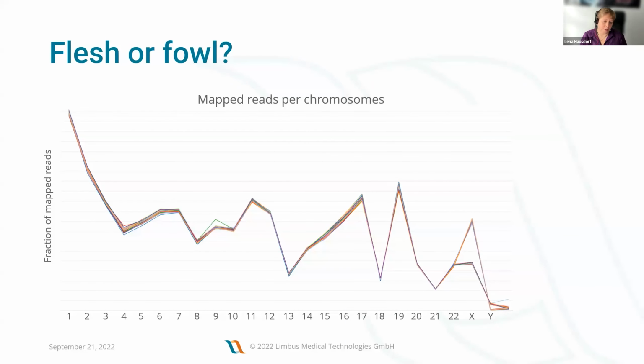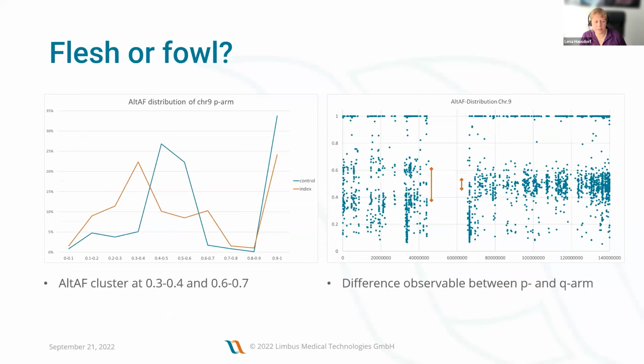In the case of this plot, you have on the y-axis the fraction of mapped reads, and on the x-axis just the chromosomes. Every line is one case, and you can clearly see that all samples behave more or less the same, except for one, and this is the one we were looking at before. This sample has a lot more reads on chromosome 9 than all the other samples, which supports the triplication.